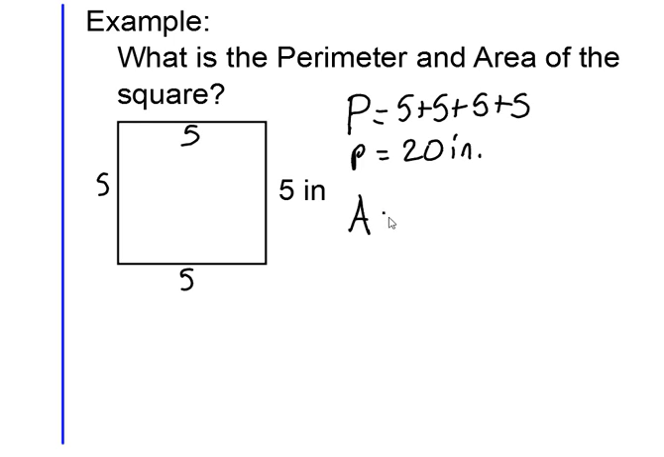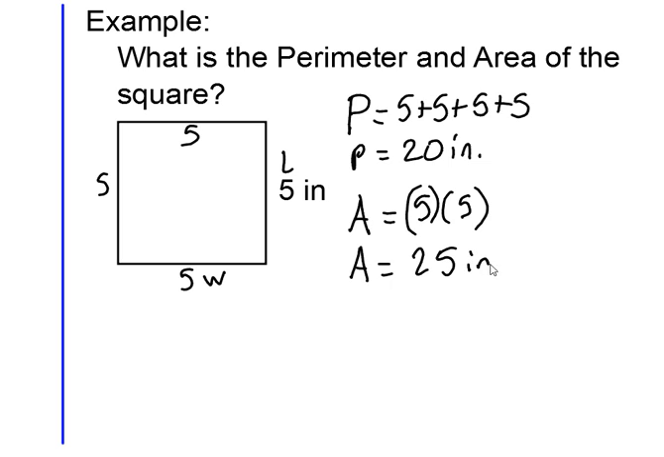Now let's find the area. The area is going to be length and width. This is my length, this is my width, so we're going to do 5 times 5. My total area is 25 inches squared. Make sure you are always putting inches and inches squared for perimeter and for area.